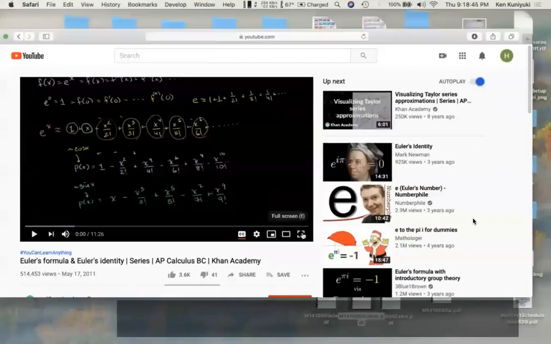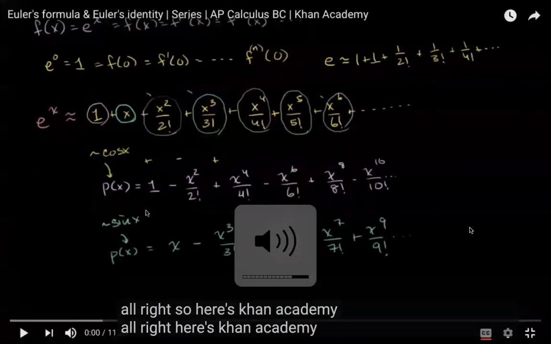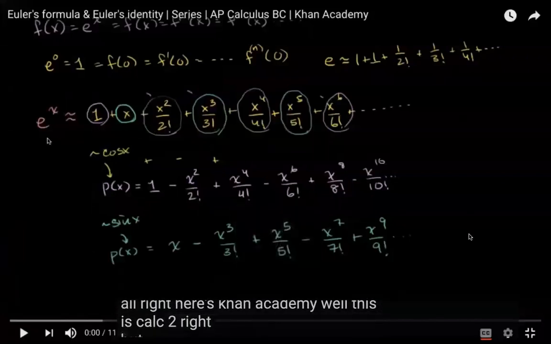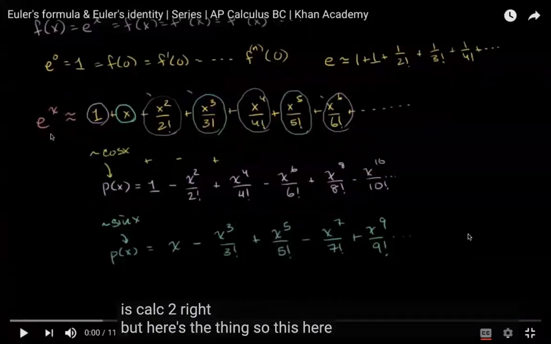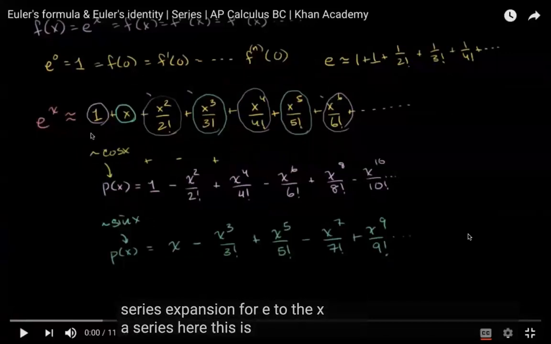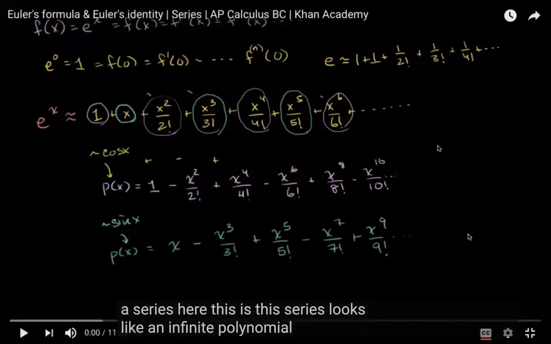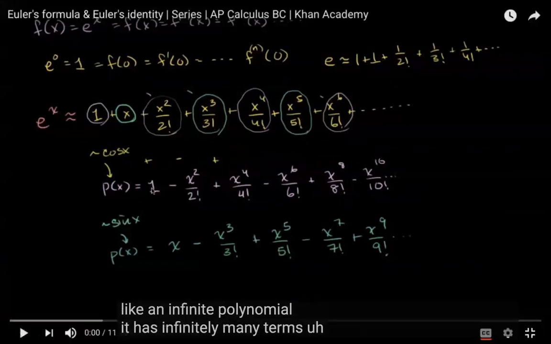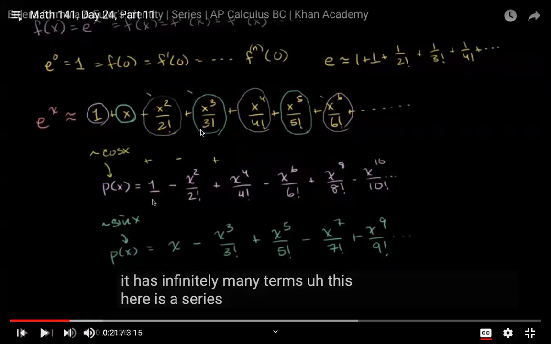So here's Khan Academy. Whoa, this is Calc 2. But here's the thing. This here is a series expansion for e to the x. This series looks like an infinite polynomial. It has infinitely many terms. By the way, in chapter 9, we're going to talk about factorial. For example, 4 factorial, 4 exclamation point, that's 4 times 3 times 2 times 1. And then 5 factorial is 5 times 4 times 3 times 2 times 1. We'll talk about these in chapter 9.